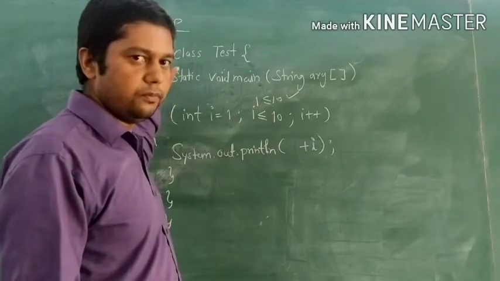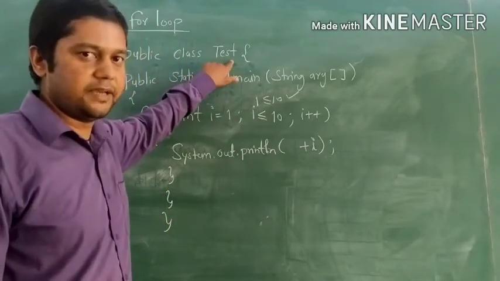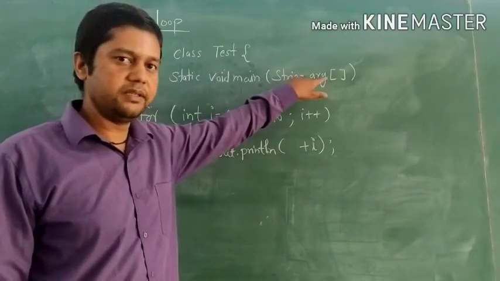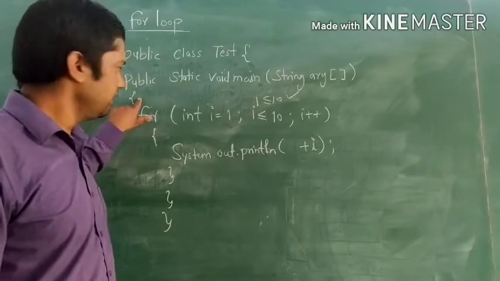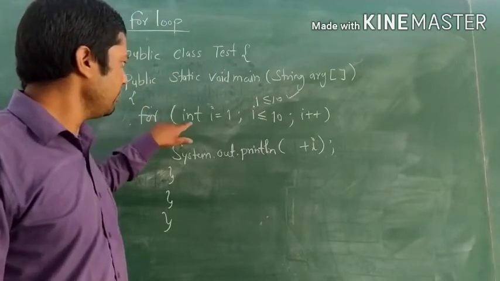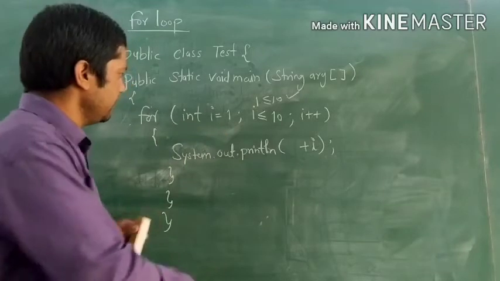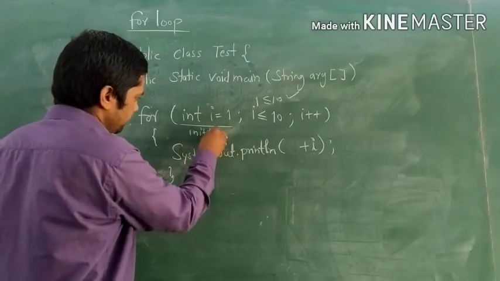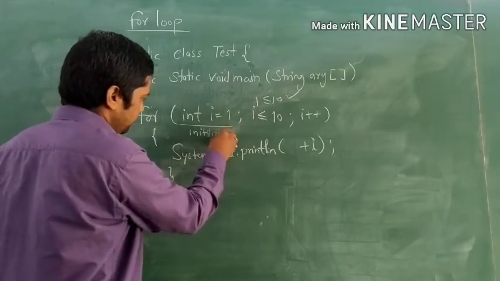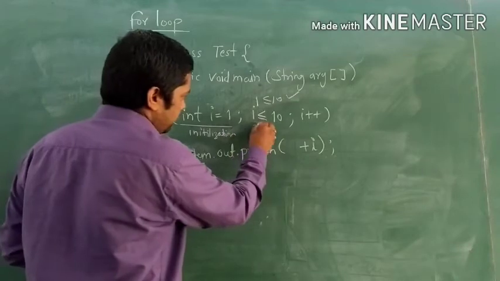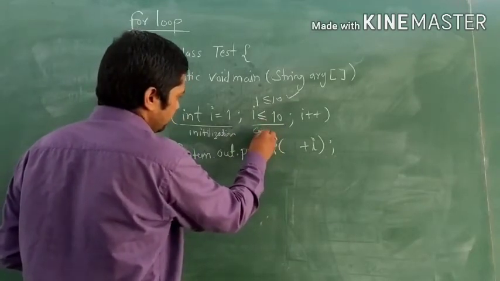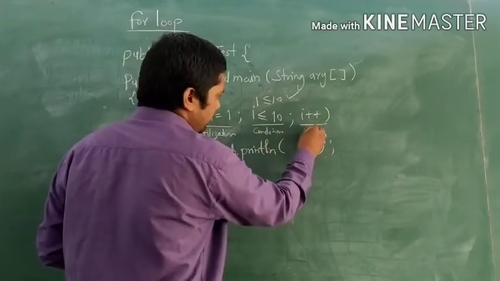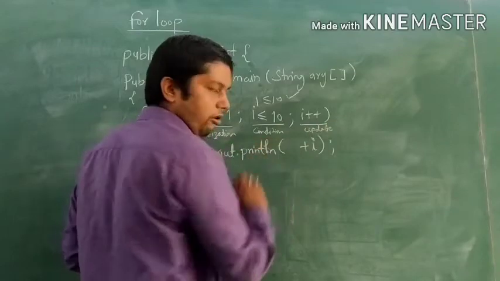This is an example of a for loop. This is the class Test, curly braces start. After that, this is the main function, public static void main, String args, curly braces start. Then the for loop is here: for int i equals 1. This is the initialization. This is the condition, or we can say the boolean expression. This is the update. Update means increment or decrement.